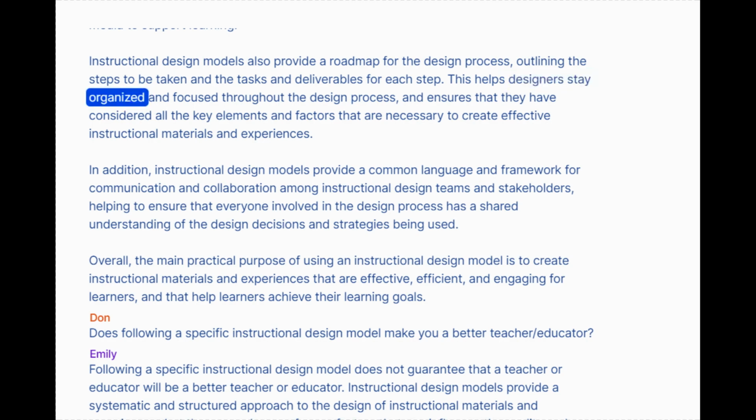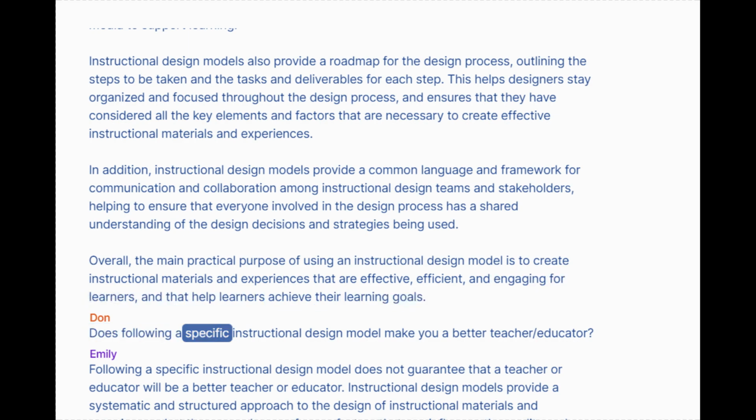This helps designers stay organized and focused throughout the design process, and ensures that they have considered all the key elements and factors that are necessary to create effective instructional materials and experiences. In addition, instructional design models provide a common language and framework for communication and collaboration among instructional design teams and stakeholders, helping to ensure that everyone involved in the design process has a shared understanding of the design decisions and strategies being used. Overall, the main practical purpose of using an instructional design model is to create instructional materials and experiences that are effective, efficient, and engaging for learners, and that help learners achieve their learning goals.